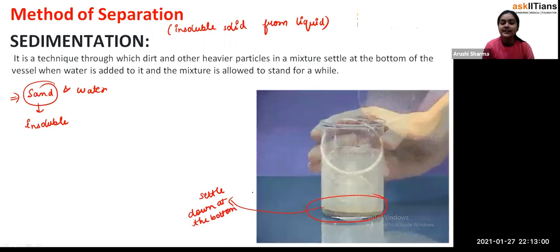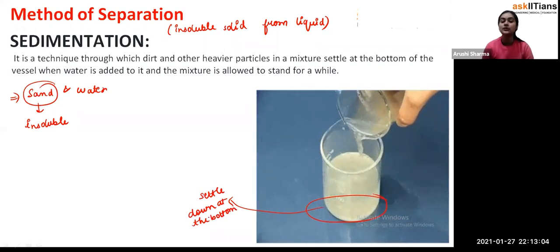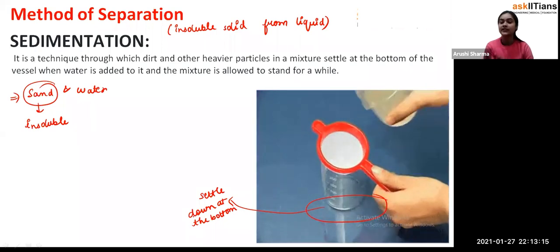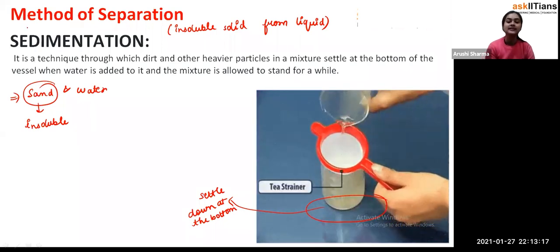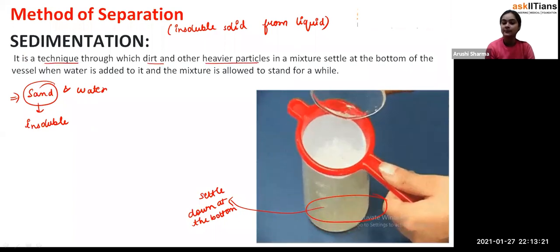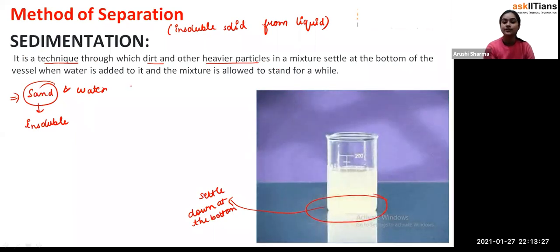Okay, so the settlement of this insoluble material at the bottom of the beaker, this process is called the sedimentation process. This technique is used wherever we have to settle down the impurities. You can see here it is a technique through which dirt and other heavier particles in a mixture settle down at the bottom of the flask or the vessel, when water is added to it and the mixture is allowed to stand for a while.